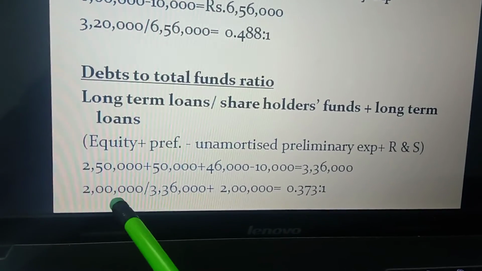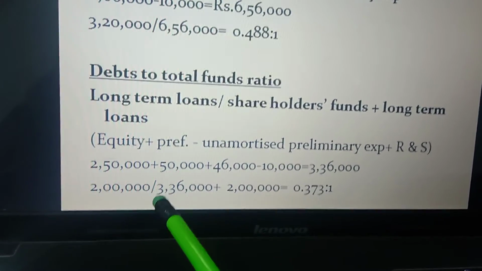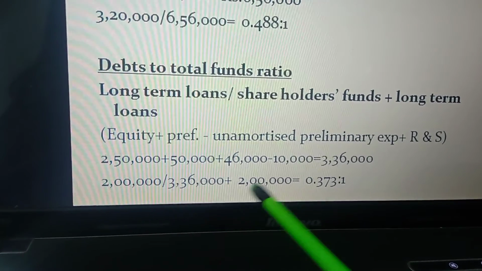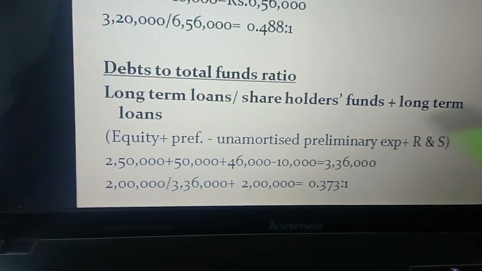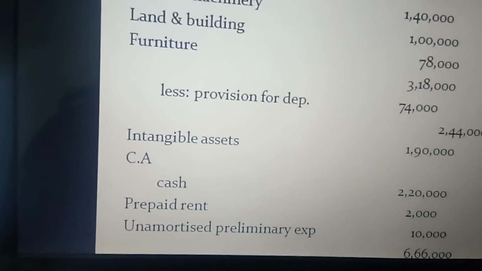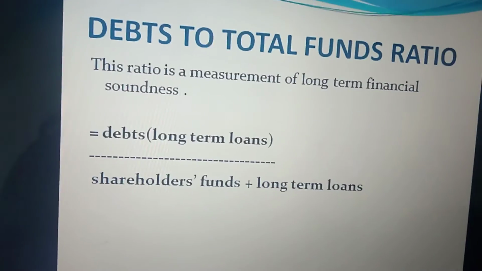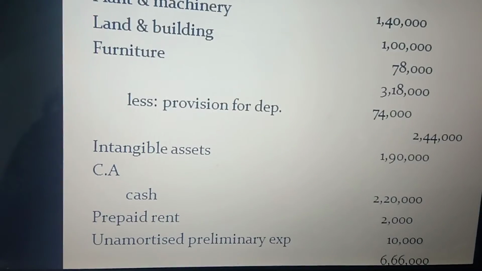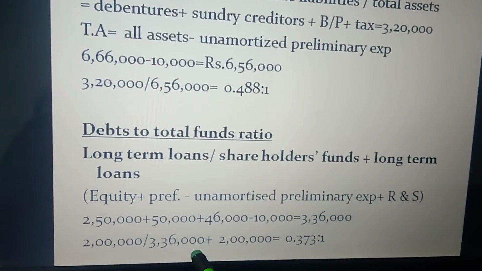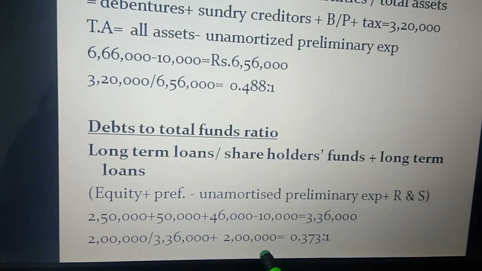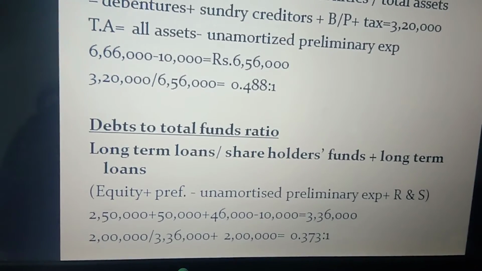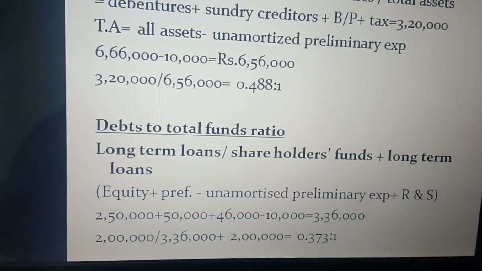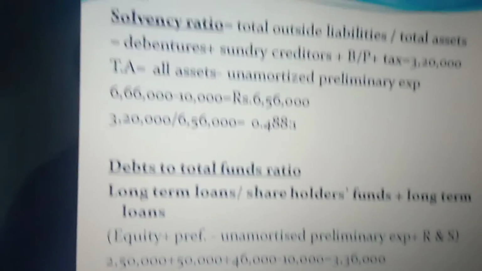Now long-term loans of rupees 2 lakh would be divided by 3,36,000 plus 2 lakh. That means, see, earlier the formula was shareholders' funds plus long-term loans. So we will take the shareholders' funds 3,36,000 plus long-term loans, that is 2 lakh. So 2 lakh would be divided by 5,36,000. The answer is 0.373:1.